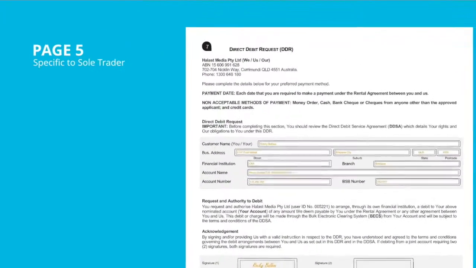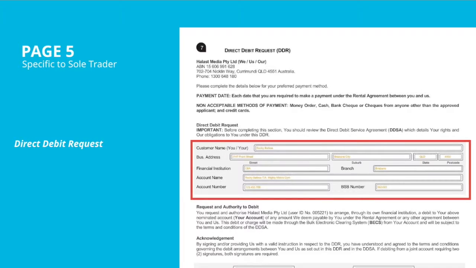Now we're looking at page 5, being the direct debit request. Very straightforward. Enter the sole trader details, which will be the same as section 1 on page 1. Then complete the customer's bank account details that they want the monthly payment to be debited from.